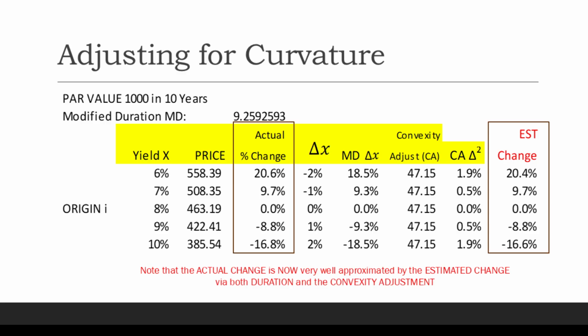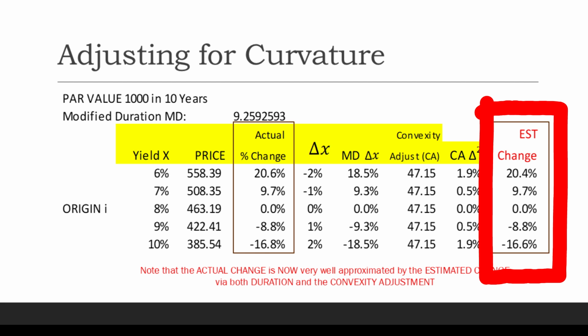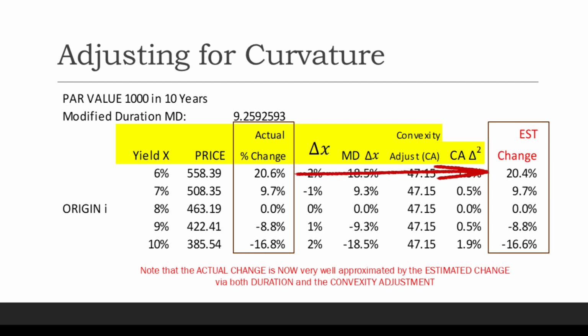So going back to our table, we need to adjust for curvature. So our convexity adjustment is over here, 47.15. Then we multiply that convexity adjustment by delta x squared. We're going to have this additional column, which we add to our original delta x. Now this time, if we add both MD times delta x plus CA times delta x squared, our estimated change is now closer to the actual change. For example, 20.6 versus 20.4% when yields go down by 2%.